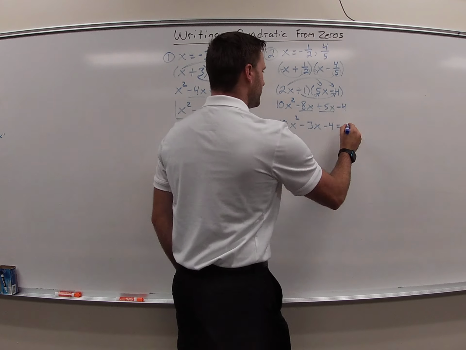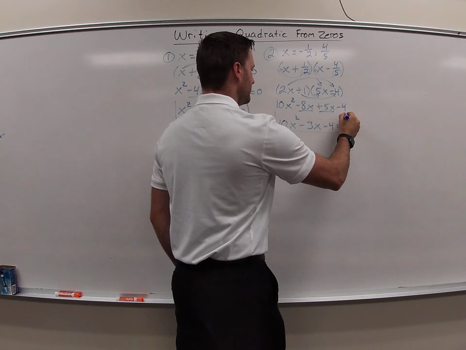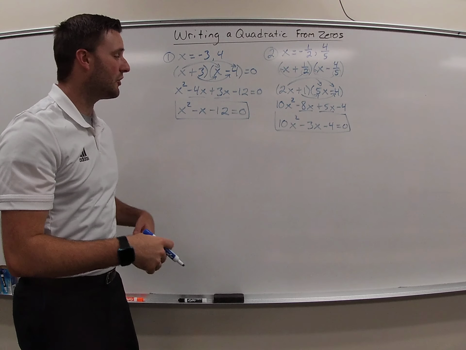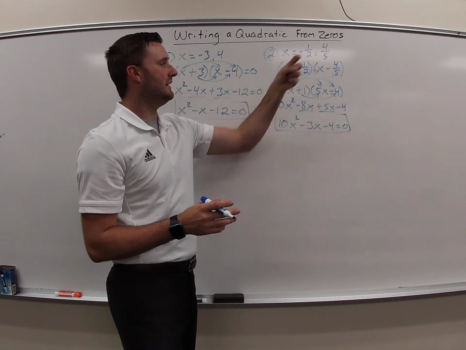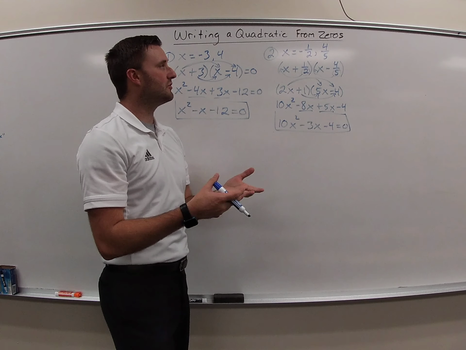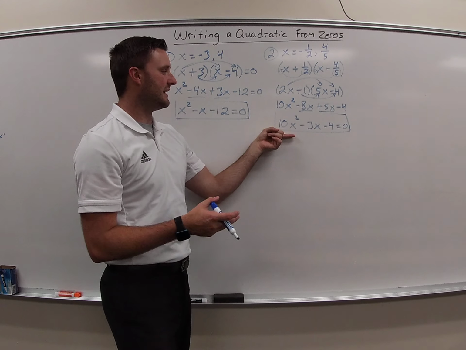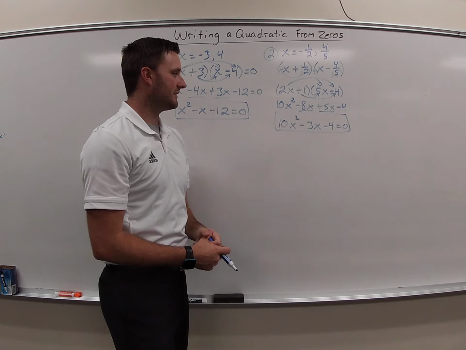This is all equal to 0 technically because it's an equation and I had solutions. Given that our original solutions would cross the x-axis at -1/2 and at 4/5, the original equation would have been 10x squared minus 3x minus 4.